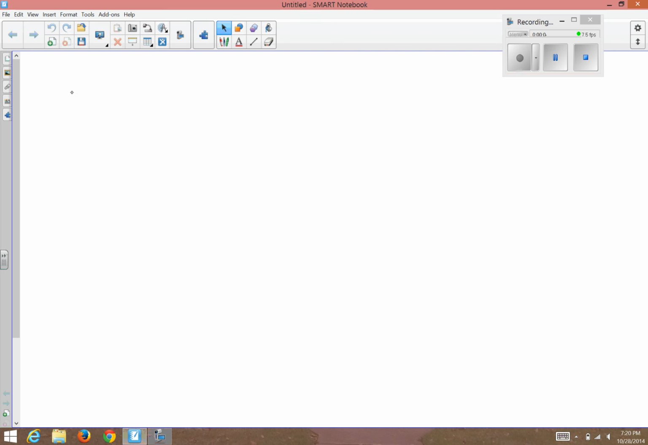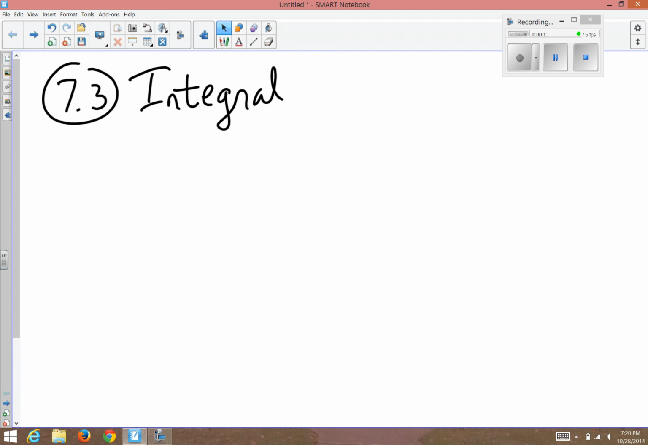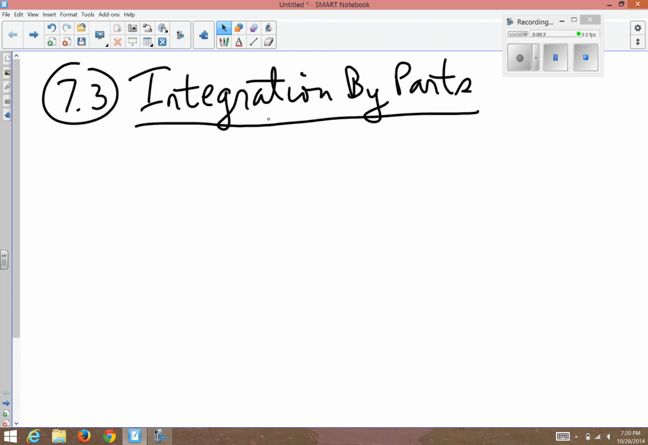Chapter 7, Section 3, Integration by Parts. Integration by parts is a method of integrating or anti-differentiation when integration by substitution does not work.